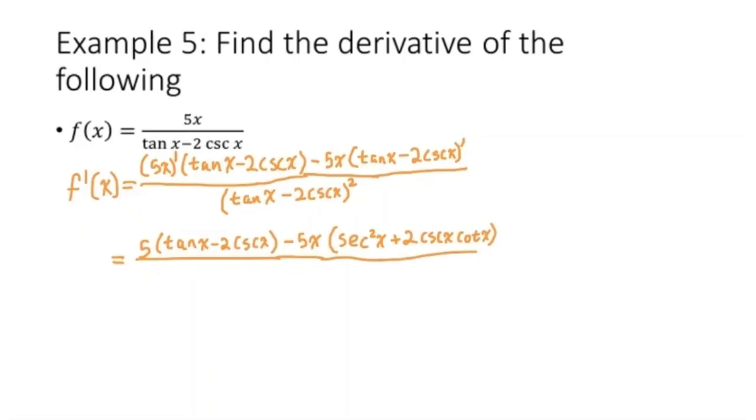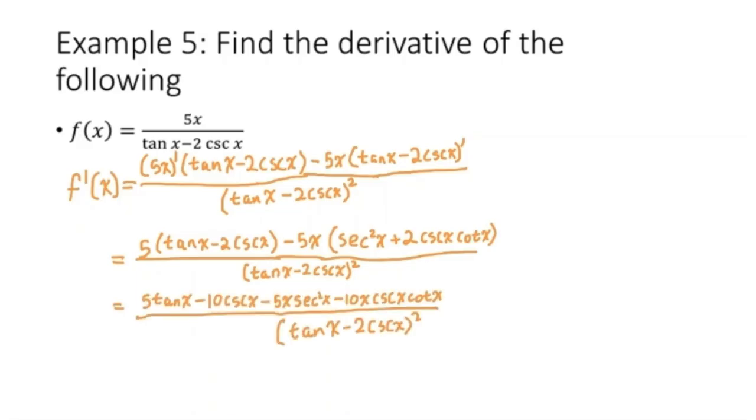As for our denominator, we'll keep that factored since there is almost never an advantage gained by expanding the denominator in quotient rule. If we want to see if anything cancels out, we can distribute the 5 into its set of parentheses and the negative 5x into the other set, and we get that f prime of x equals 5 tangent x minus 10 cosecant x minus 5x secant squared x minus 10x cosecant x cotangent x all over tangent x minus 2 cosecant x squared. Unfortunately, nothing in the numerator collects or cancels or simplifies any farther.